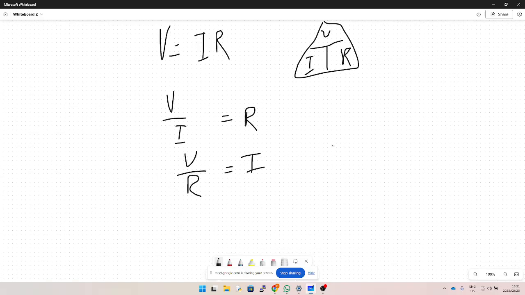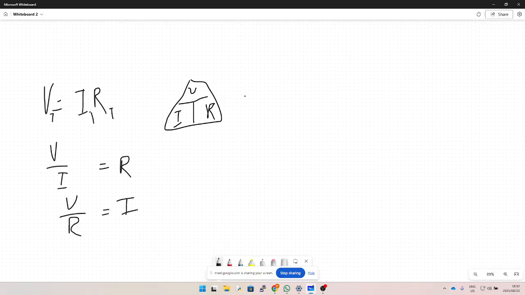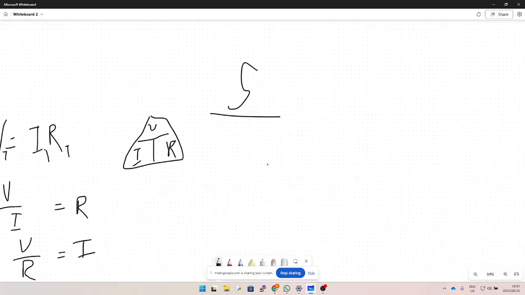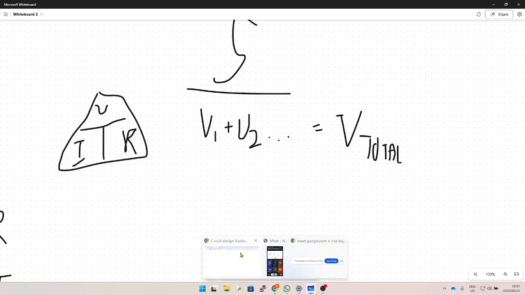Because in a circuit, there is something called your V total, your I total, and your R total. Let's look at series circuits first. In a series circuit, your voltage 1 plus your voltage 2, and so on, must equal your voltage total. Obviously, in the test, you can just write T. I'm writing V total so you guys can understand.